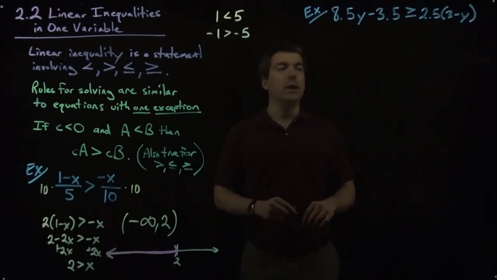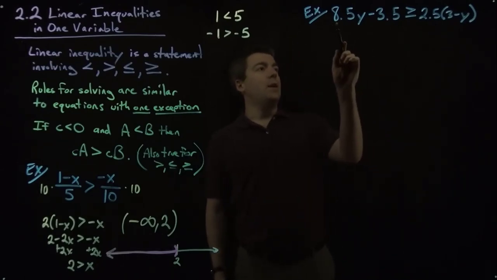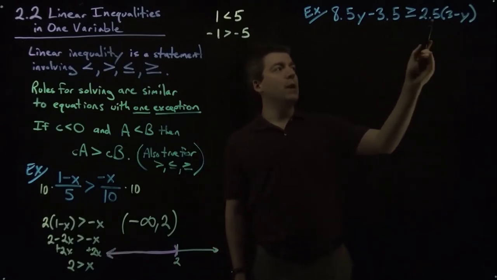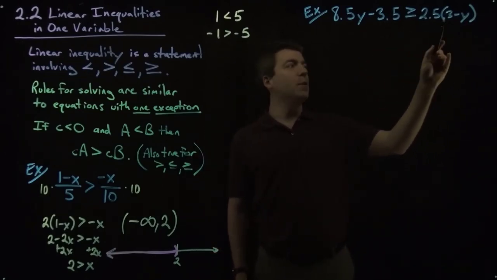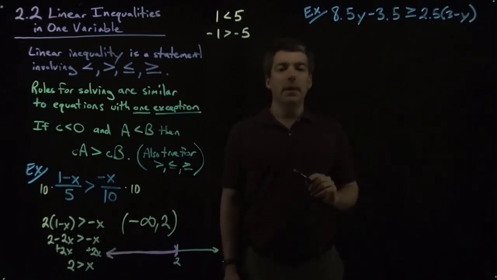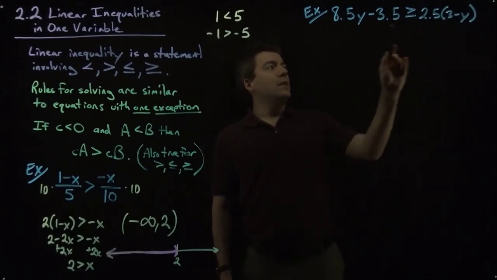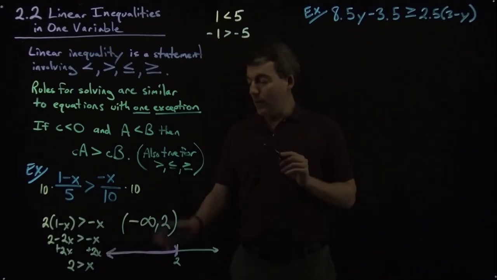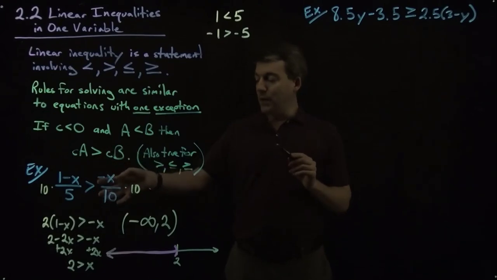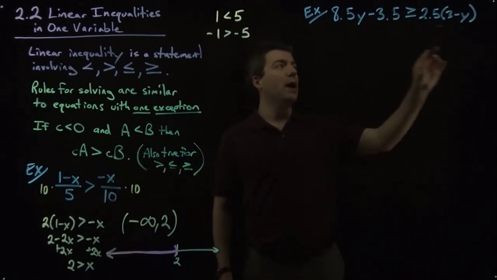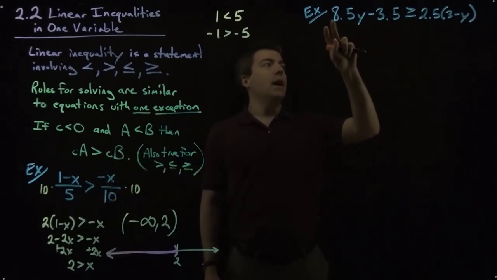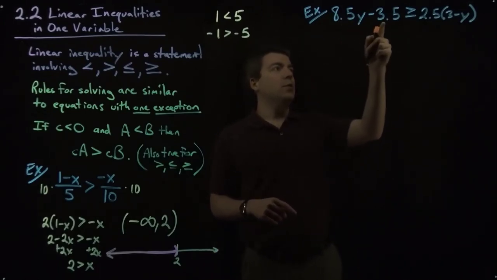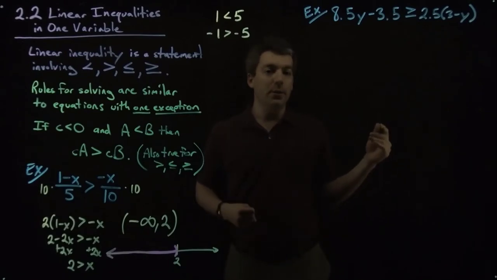Let's look at another one. So here we have 8.5y minus 3.5 is greater than or equal to 2.5 times the quantity 3 minus y. Okay, this inequality involves decimals. And again, if you don't like decimals, we can do the same thing as with fractions. We can multiply by something that eliminates the decimal. I would encourage you to do that. In this case, we want to move the decimal point just one place over, so we'll multiply by 10.